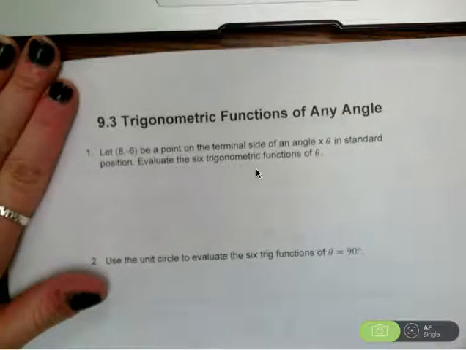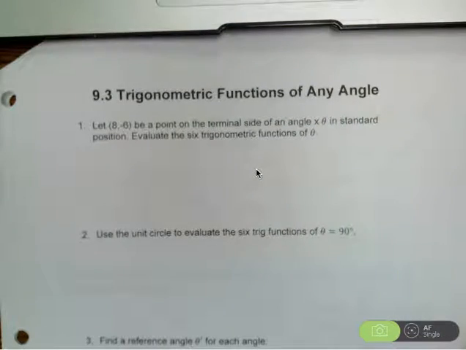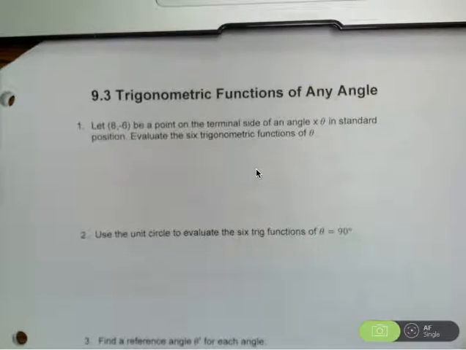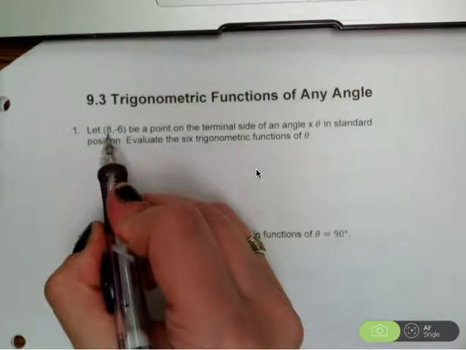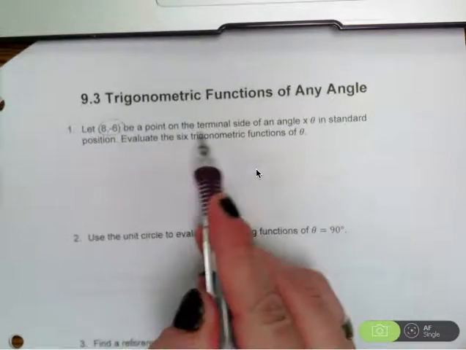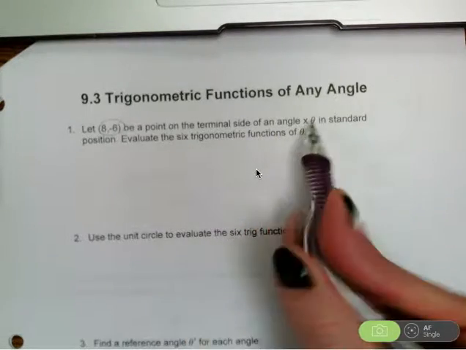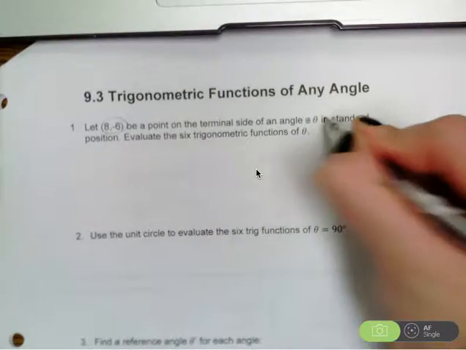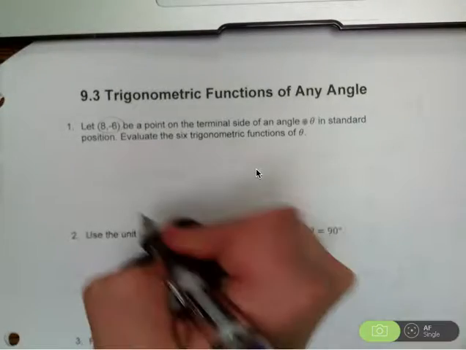Well, not only that, there has to be a right angle somewhere, but all we've really learned about is how to deal with just the right angle. Anyway, we're going to continue on. And so we need to graph this point. It's a point on the terminal side of an angle theta in standard position.